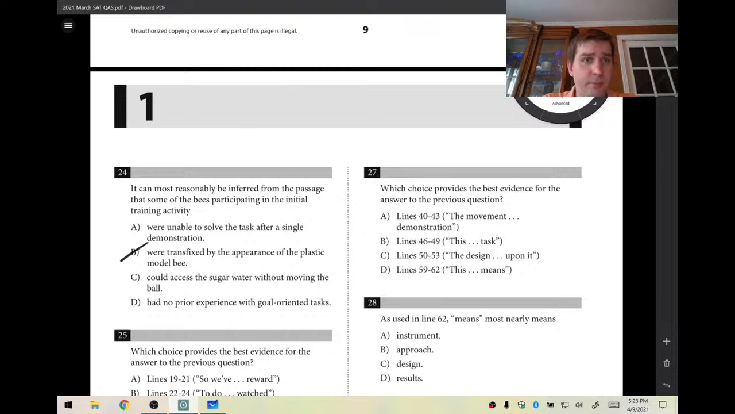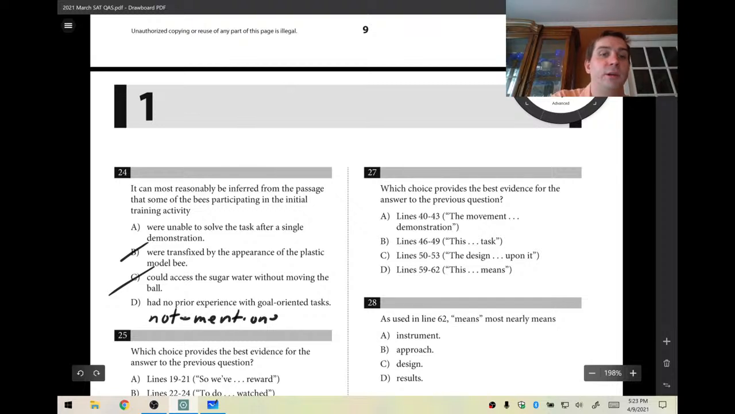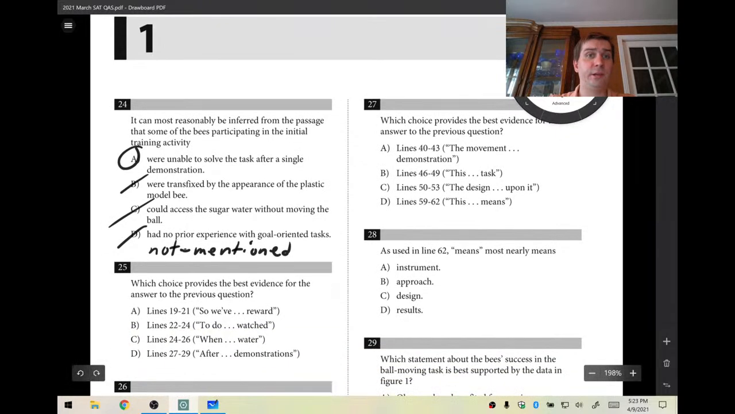All right. Do they mention that the bees participating in the initial training activity could access the sugar without moving the ball? Nope. You wouldn't have much of an experiment if they could do that. They had no prior experience with goal-oriented tasks? Not mentioned. So because that's not mentioned by the passage, it's out. It's just A. Some were unable to solve the task after a single demonstration. That's all we really know from the passage.